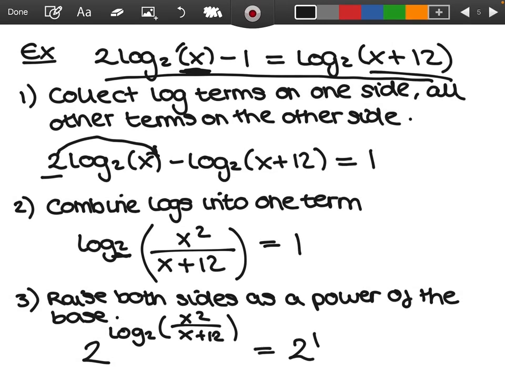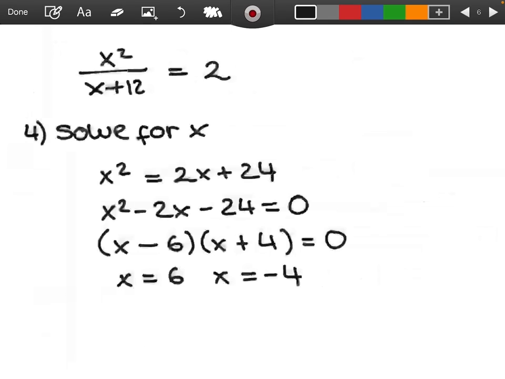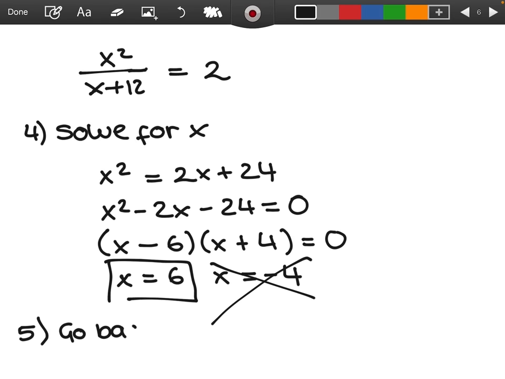When I plug in x is equal to negative 4, this argument here would just be negative 4. That's not possible. You cannot have a negative number as your argument. So that tells me that x is equal to negative 4 is not a valid solution because it makes one of my arguments in my original equation negative. So I cannot use that particular value. So my only solution is x is equal to 6. So it's very important, go back and plug these into the original equation.